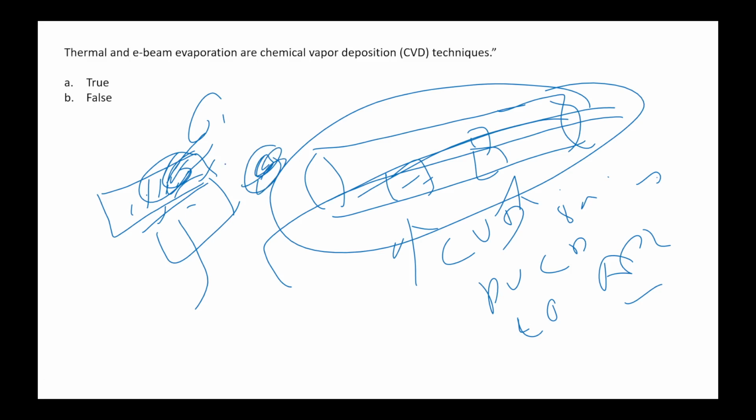Both are very costly systems compared to CVD, with high stability. The quality of the film in thermal and E-beam is very good compared to the chemical vapor deposition technique. But equipment cost is very high and maintenance cost is very high. Okay.